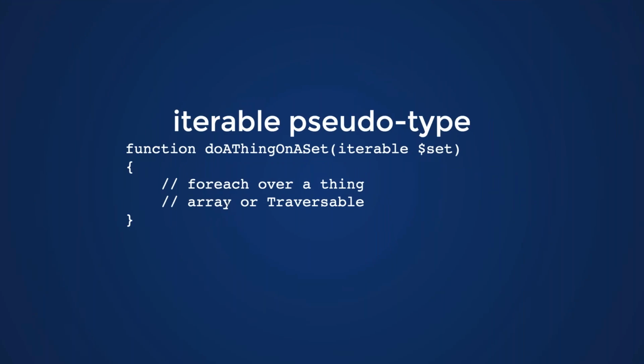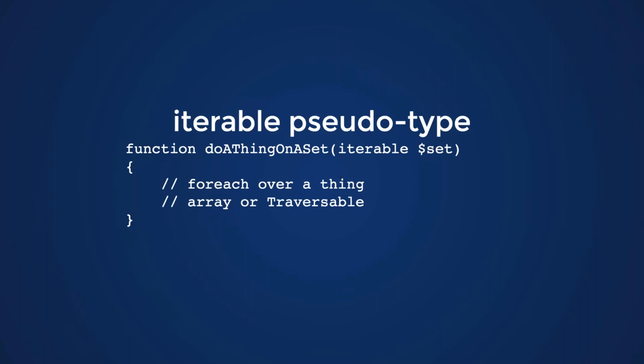And now we get to iterables. It's not iterator, so you can't take a drink of your favorite beverage yet. What the iterable pseudo-type does is basically say, this function, all it really needs to do is to be able to foreach over the parameter that we're passing in. You can also use this as a return type. And with that, you can now type hint against both arrays, which you were able to do before, and traversables.